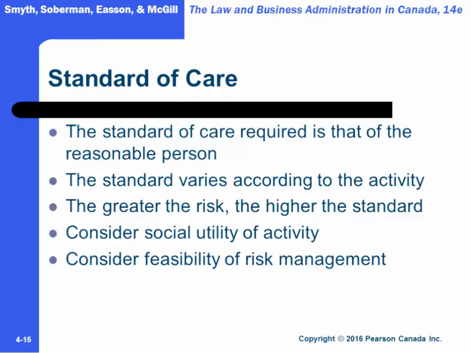The third element is damage. And at the bottom of page 85, beside the paragraph that has the heading damage to the plaintiff, you should write, a loss is required. No harm, no foul. You might have heard this saying, no harm, no foul. And what we mean is, if someone has done something carelessly, but there's no loss that has resulted from the carelessness, then there's no negligence.